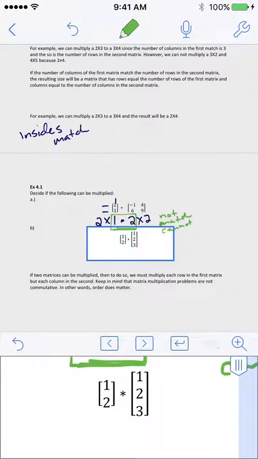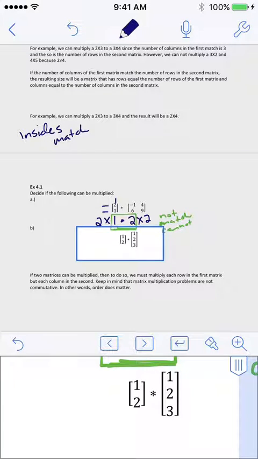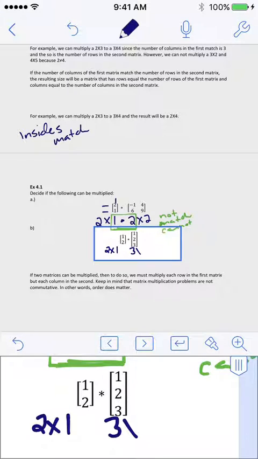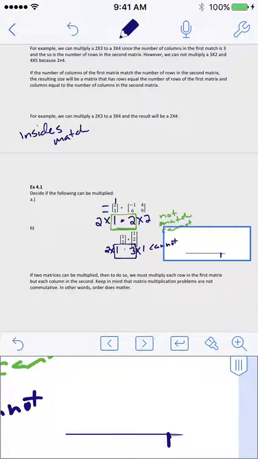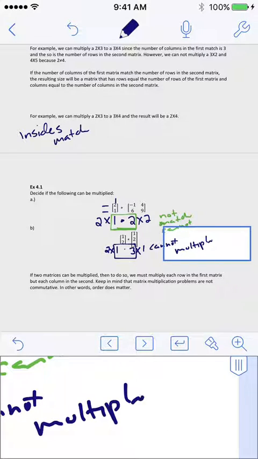But let's check out this one. Here I've got a 2 by 1 and a 3 by 1. What do you think? Do they match? No, they do not, right? So these two do not match, so we cannot multiply. Let's take a look at one that actually can multiply, right?